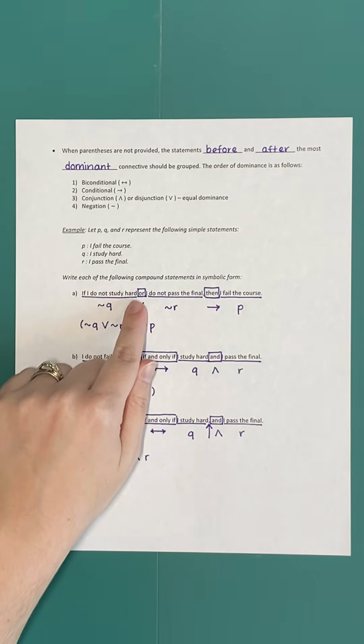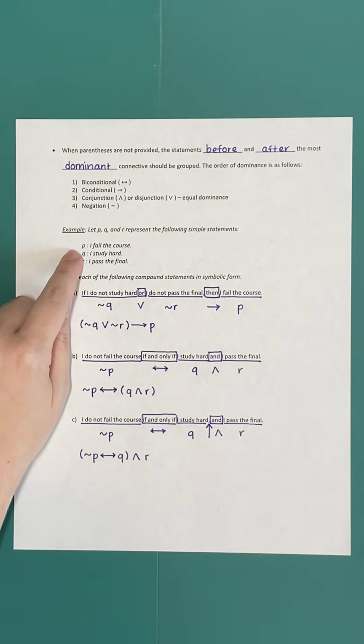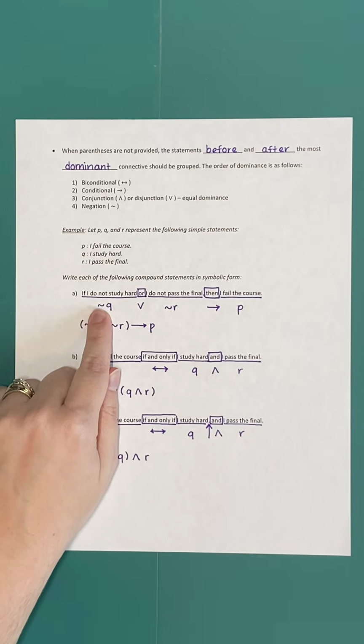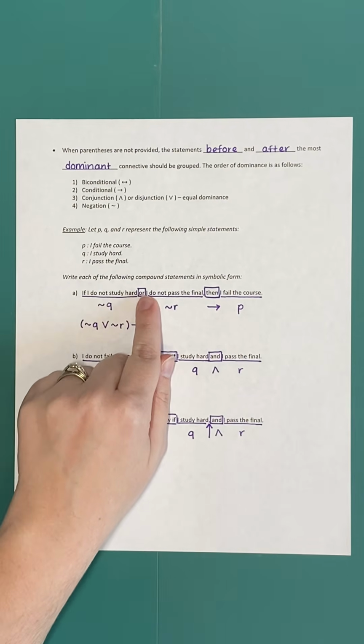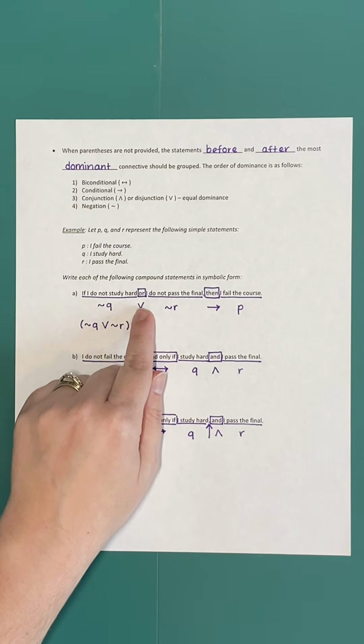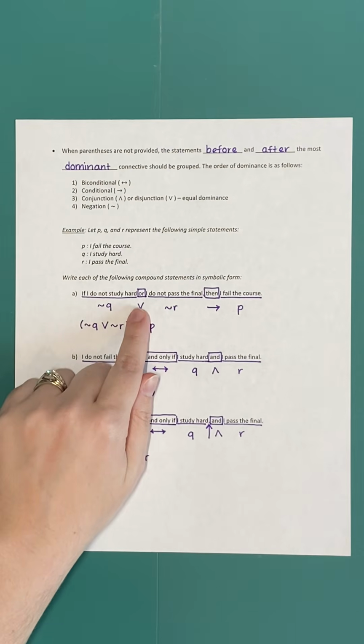If I do not study hard, so I do not study hard. So I study hard, that's Q. I do not study hard, so not Q. Or is going to be my disjunction, excuse me, that's a disjunction. I always get them confused. Conjunction, disjunction, this is disjunction. Hey, they go in alphabetical order. So conjunction, disjunction, and or, think about them in that order. So this is going to be a disjunction.